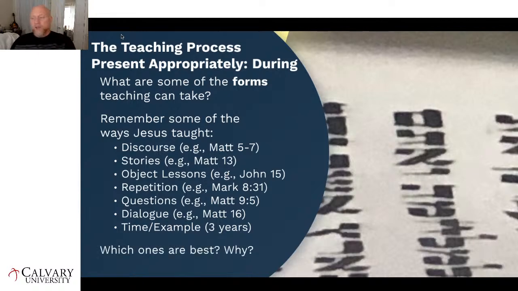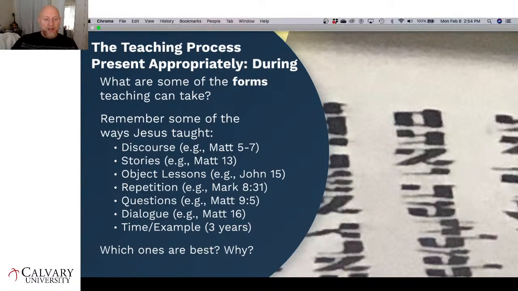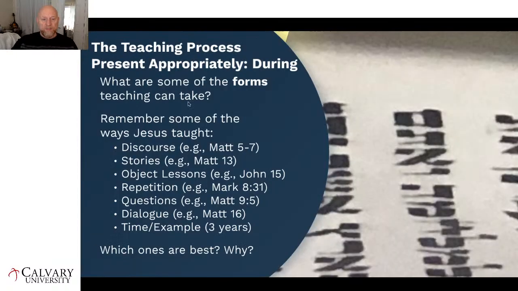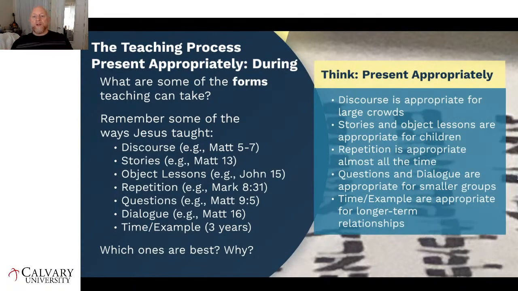And so, maybe a natural question would be, which ones are best? And why would you say that? I wish we could have a dialogue in the classroom about it, but we can't because of all that snow coming down. And then instead of saying which ones are best, start with this: think, present appropriately.